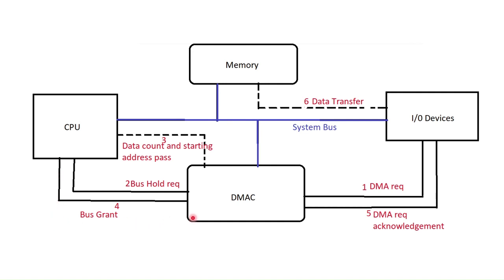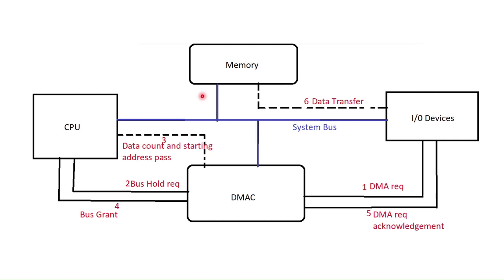Now the CPU has to grant the bus access to the DMA controller, but before that it also has to send the data count and starting address to the DMA controller. So what is that? The data count is the amount of data in bytes or bits that is to be transferred from the input output devices to the memory. And what is the starting address? The starting address is the address in the memory from which you have to write data.